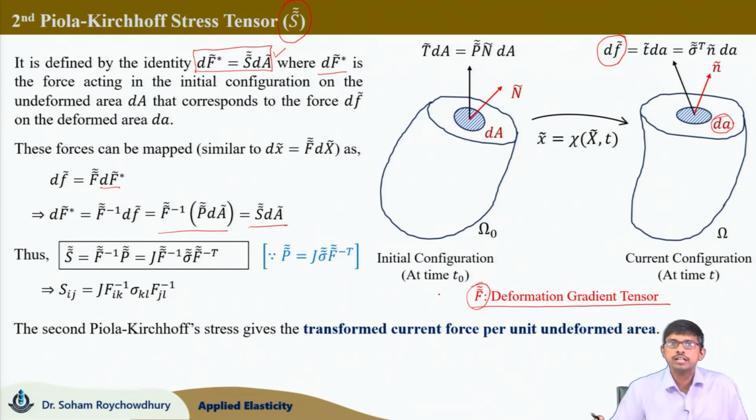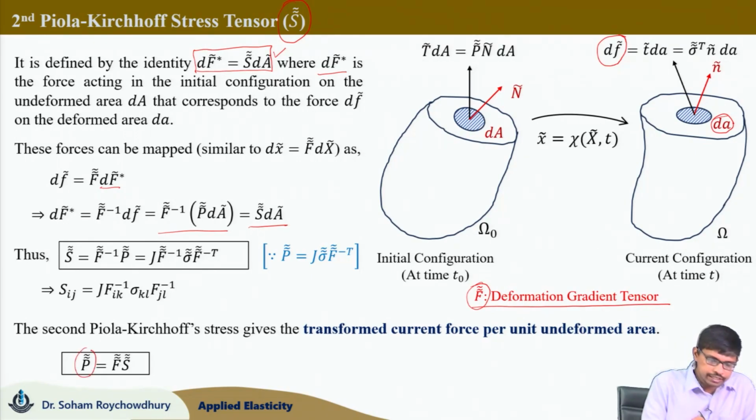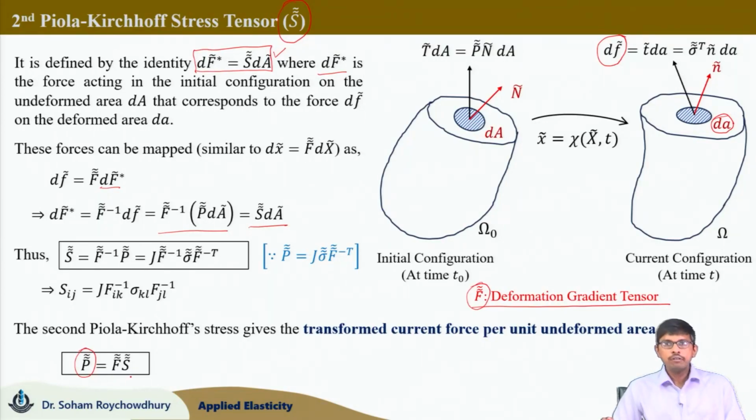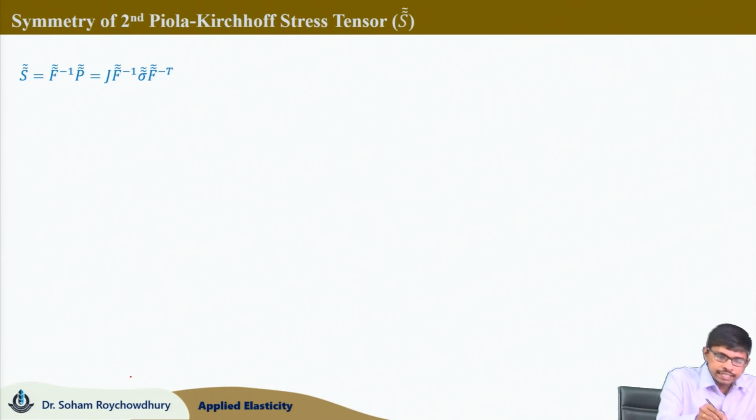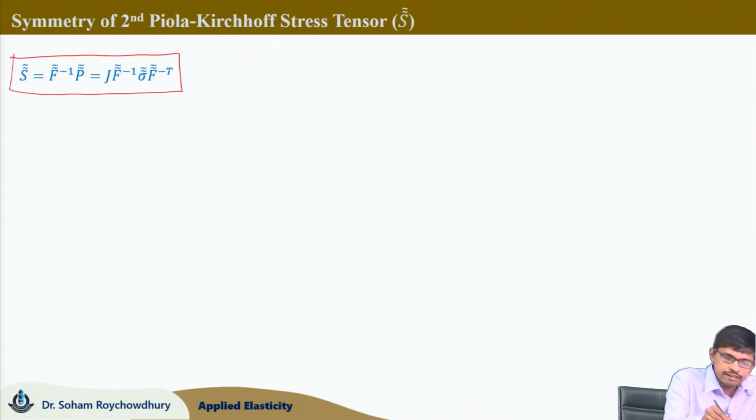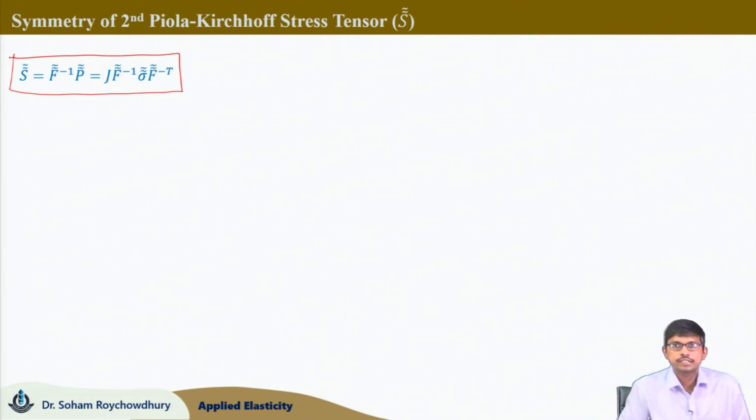Now, with this definition of the second Piola-Kirchhoff stress tensor, we are going to check whether it is symmetric or not. We had already checked that the first Piola-Kirchhoff stress tensor P was not symmetric, and P and S are related through the relation P equals F times S. Now, let us check whether S is symmetric or not. So, the relation between S, P and sigma is given as S equals F inverse P equals J times F inverse sigma F inverse transpose.